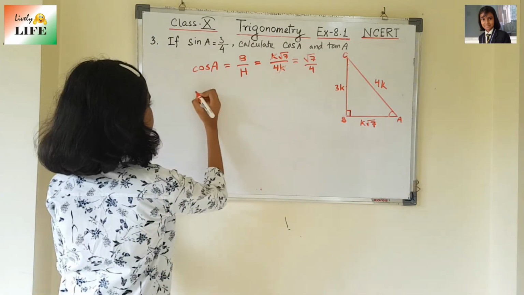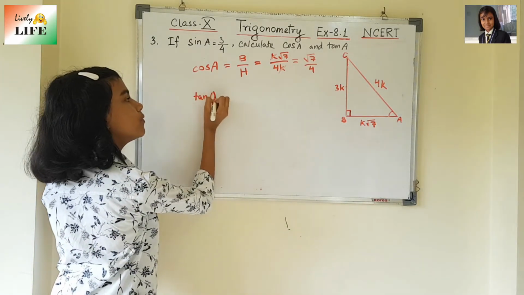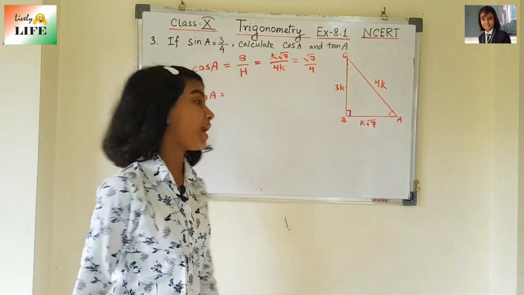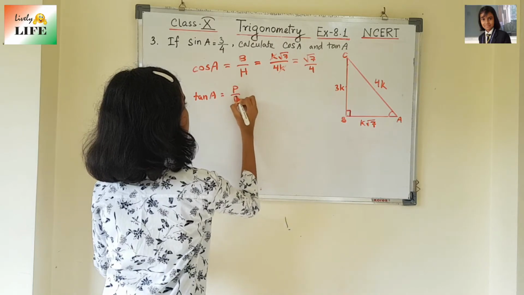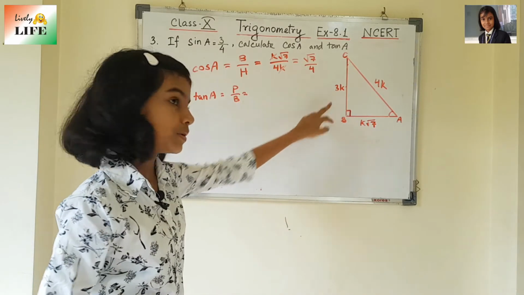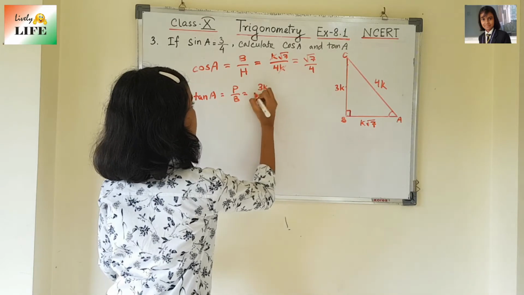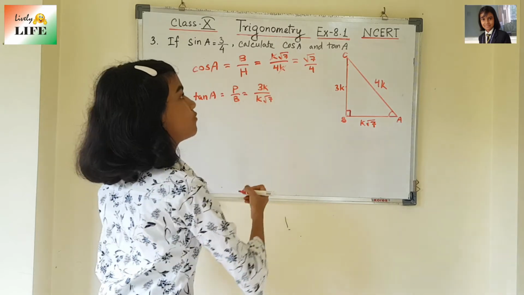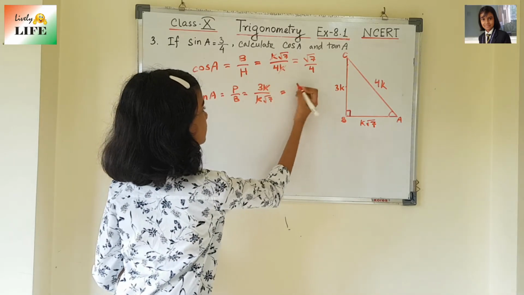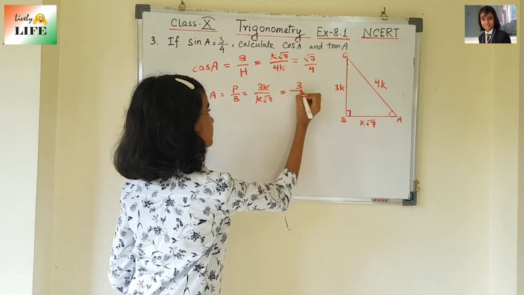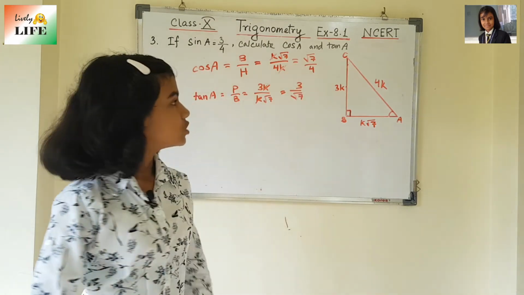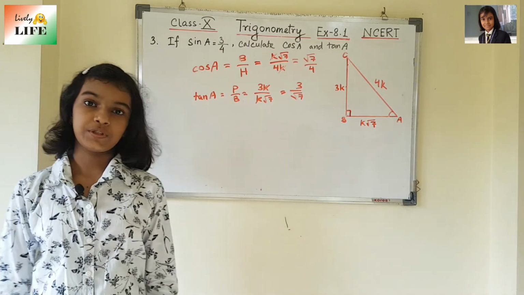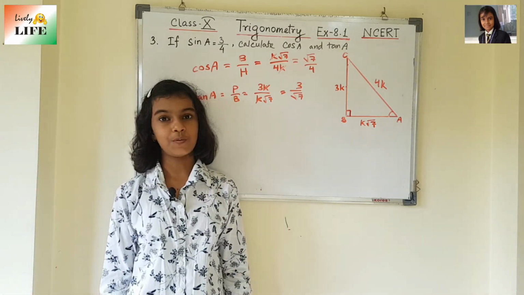Then tan A. What is tan A? Tan A is perpendicular by base, P by B. What is the perpendicular? Perpendicular is 3k. And what is the base? Base is k root 7. From here, k will be cut. What remains is 3 by root 7. So this is the answer of cos A and tan A. We have completed number 3. Now let's move to question number 4.